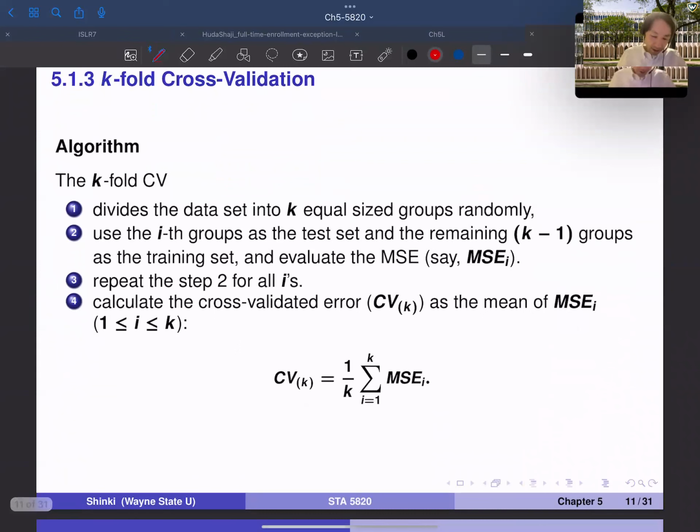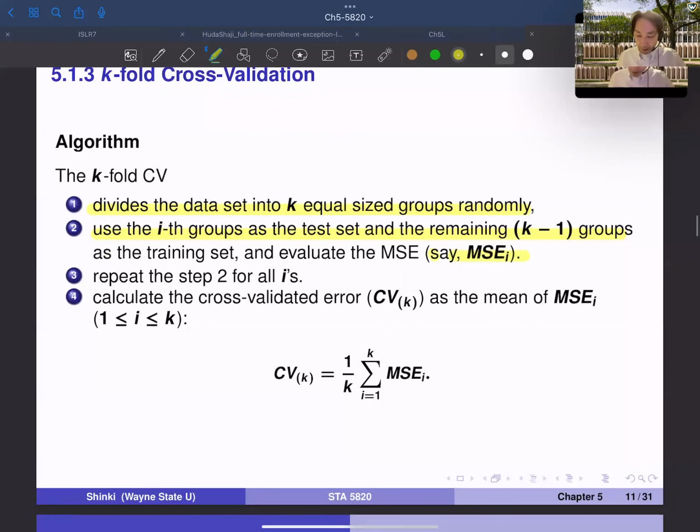Yeah, so the algorithm is almost the same, but for k-fold cross-validation, we divide the dataset into k groups randomly, and use the i-th group as the test set and the remaining k-1 groups combined as the training set, and evaluate the MSE. Let's say that is MSE sub i. Then we repeat this step for all i's, and we calculate the average. So that is the cross-validated error for k-fold cross-validation.